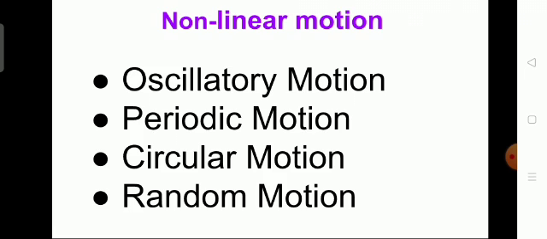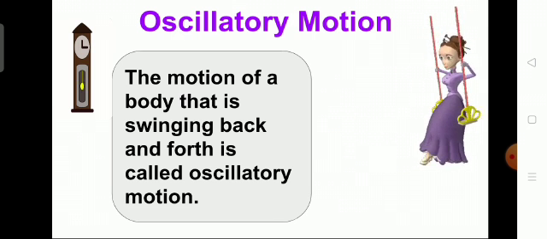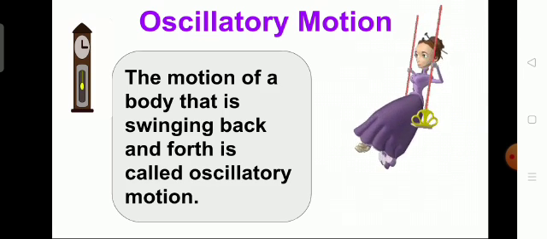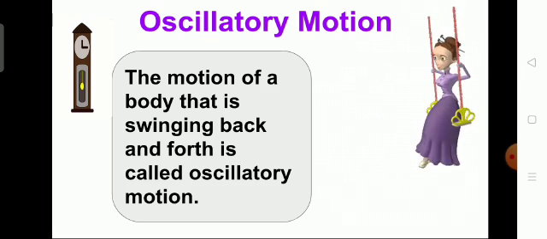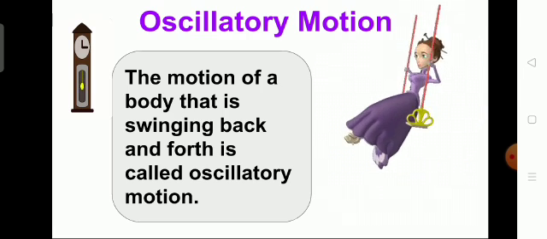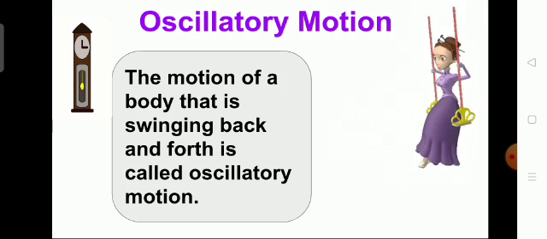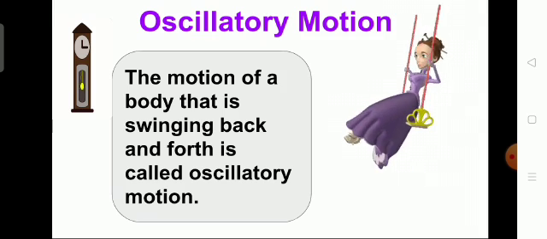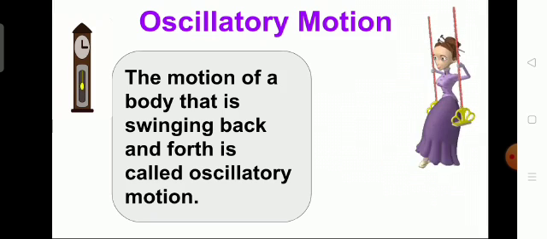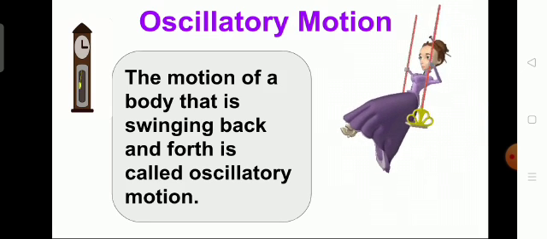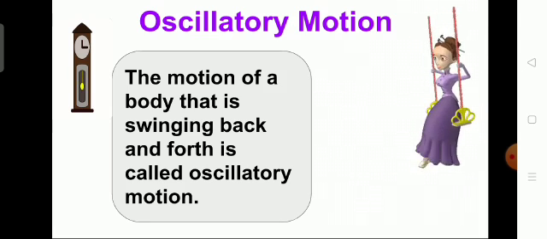So, what is oscillatory motion? Here you can see a moving swing, the motion of a swing. You can see the swing always comes back from one end to the other end. It takes about the same time for each swing or oscillation.